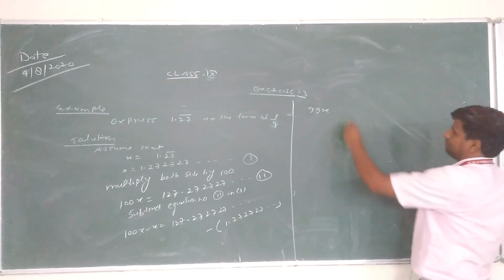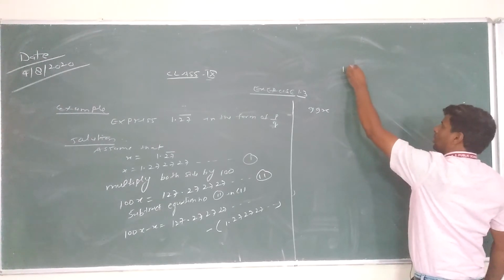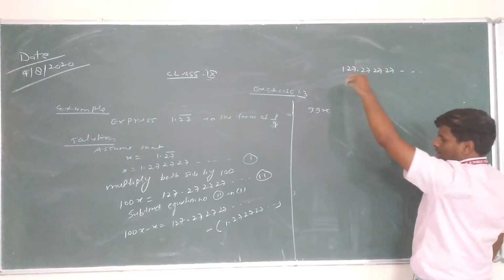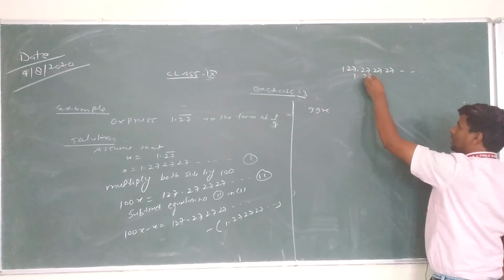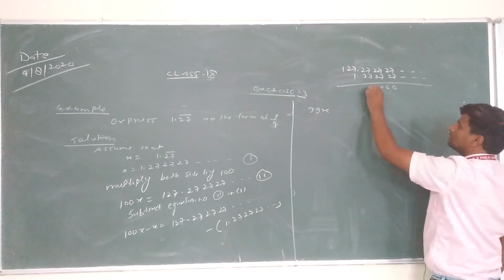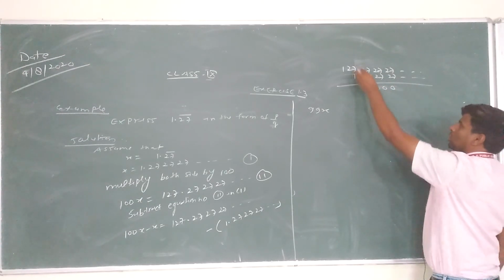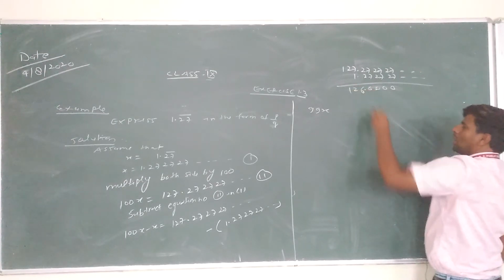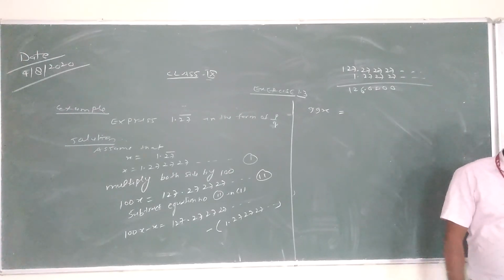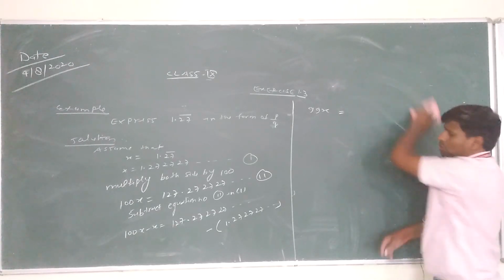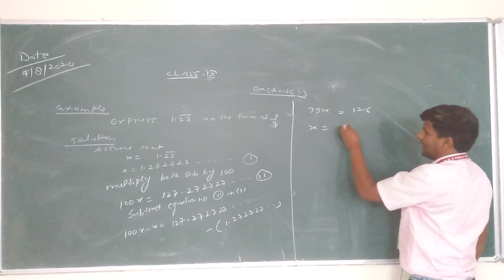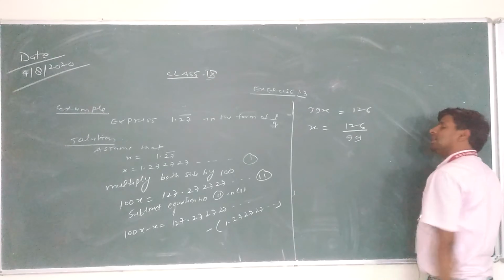That's clear? So on the right-hand side we subtract 127.2727 minus 1.2727, and the decimal part becomes 0.000. Here 127 minus 1 gives 126.00. The zeros continuing after the decimal have no value. So we get 99x equals 126, so x equals 126 by 99.